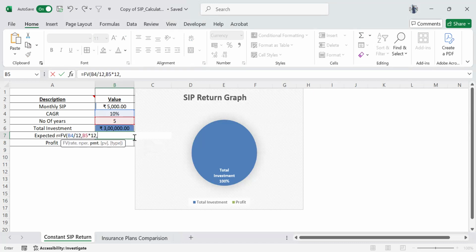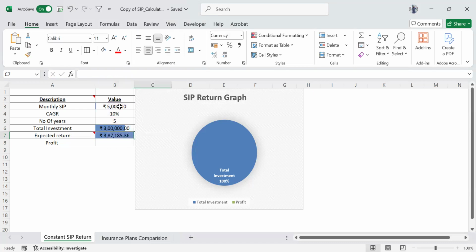Then again, we have to mention the amount that we are investing per month, as it is a cash outflow. The monthly SIP is a cash outflow for us, so we will give it as a negative value, and then we will select B3, which is the SIP amount for us. Then we will close the bracket, so it will show us the expected return that we are generating by investing 3 lakh rupees at a rate of return of 10% for 5 years.